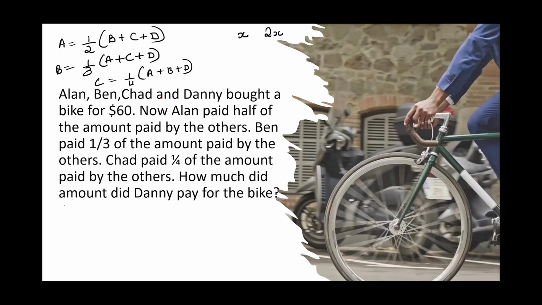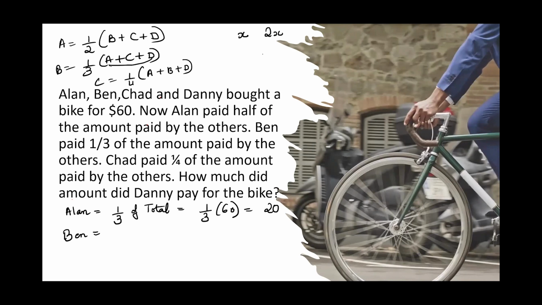So essentially, can I say Alan had paid 1/3 of the total, that is 33.33% of the total amount. So 1/3 of the total amount, which is 1/3 of 60. So Alan has paid $20.